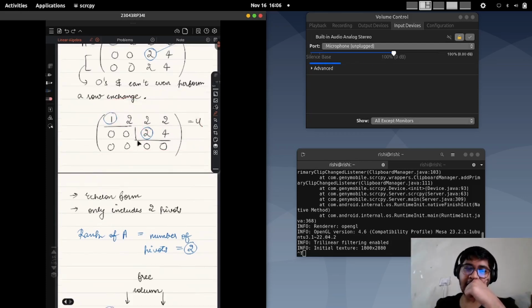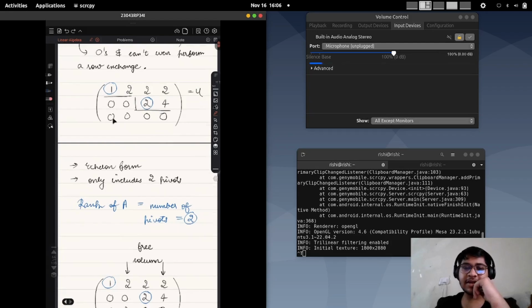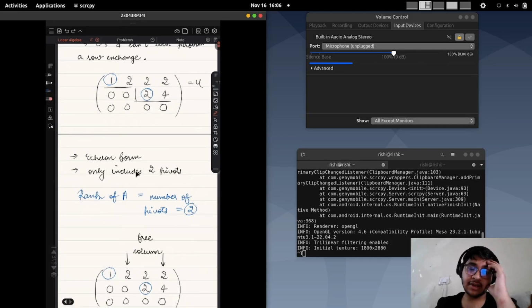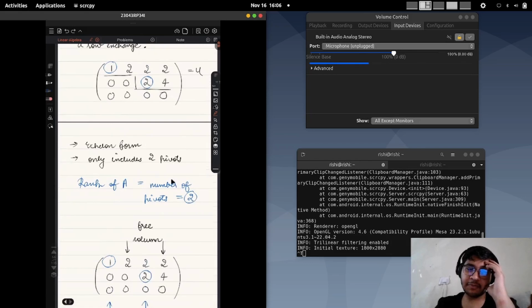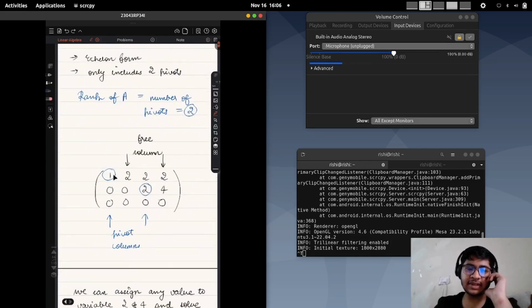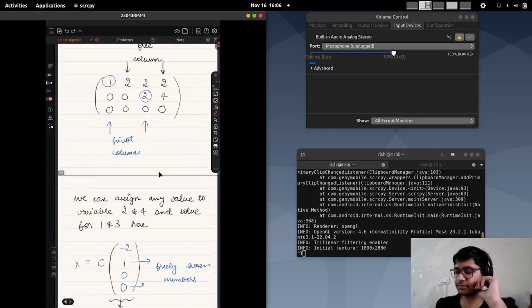Because this is an echelon, and echelon means a position, this is exactly like stairs in the podium of first or second. You got that, no? So this is echelon form, and this only includes 2 pivots. So we have this pivot and this pivot. Essentially the rank of A is the number of pivots of the matrix. Rank is just a term to represent the number of pivots.